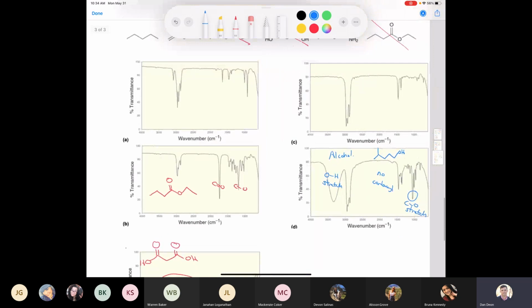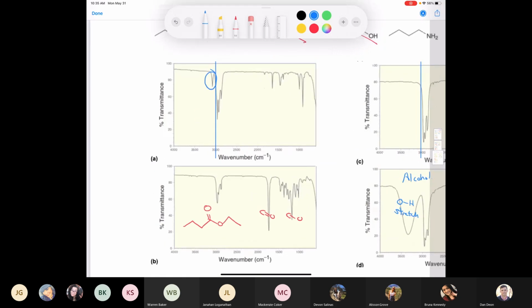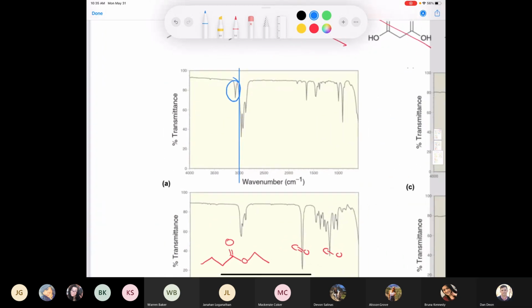And how many are left? Oh, we got A and C. Well, if you draw a line on A and C, let me show you how I would do these. You draw a line at 3,000 reciprocal centimeters for both. This one here, and then you do the same thing here. You notice there's a big difference above 3,000 reciprocal centimeters, isn't there? Because you do have a signal right here for this one. And this is an sp2 carbon-hydrogen stretch.